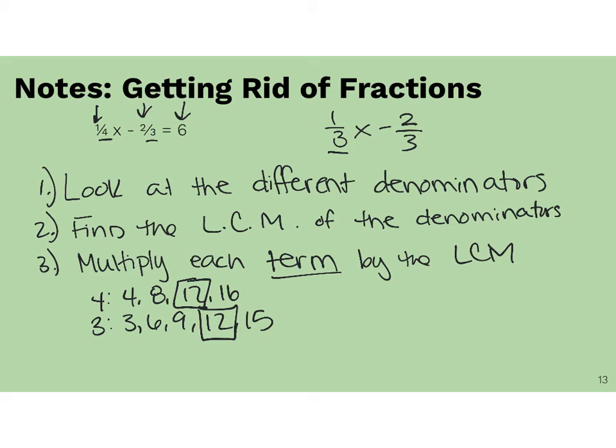Guess what? If you don't have time to figure out the LCM or you just can't remember it, just multiply the denominators together. That will always work. Sometimes it might be bigger than what you need, but it will always work. What am I talking about? Say this was, I don't know, 1/8 x minus 1/4 equals 2. You can multiply 8 and 4 to get 32. If you multiply everything by 32, I guarantee your fractions will go away.